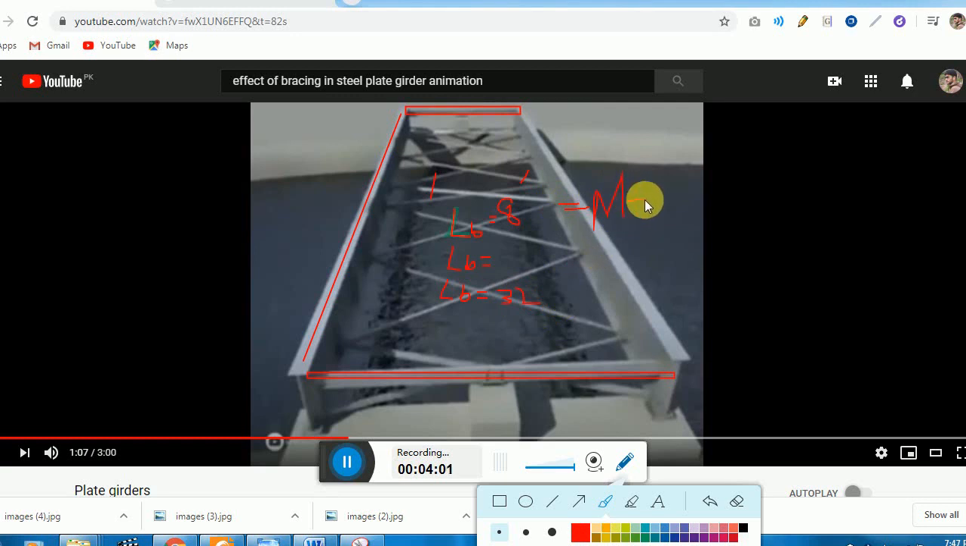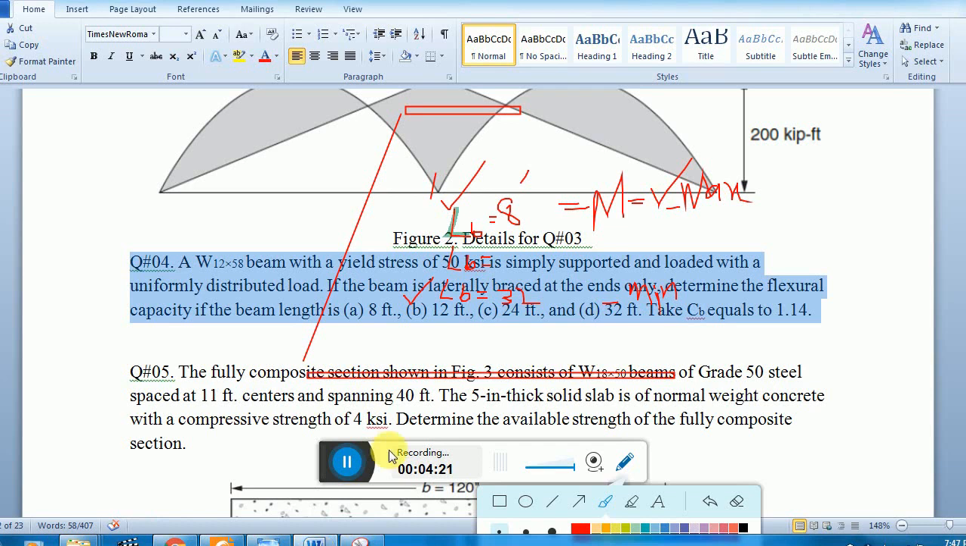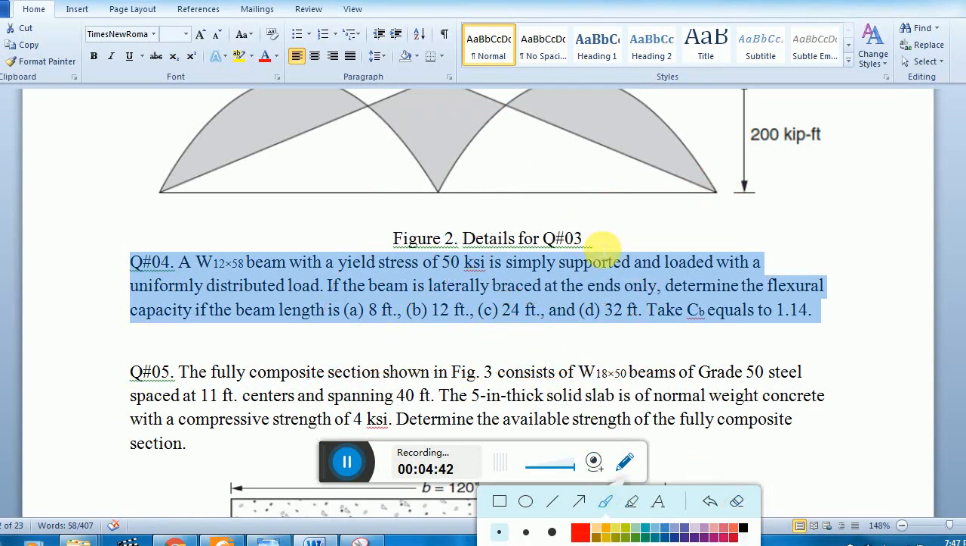Now you see, in this case you got the maximum one, and in this case you got the minimum one. Clear? Why? Because here we have the minimum LV, and here we have the maximum LV. If you see the values in feet, it is going up to 24 and 32. So at 32 feet you have the minimum value, and at 8 feet you have the maximum value. So let us start with the question.